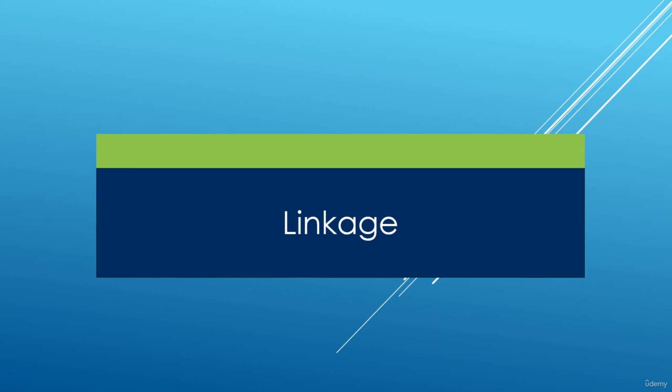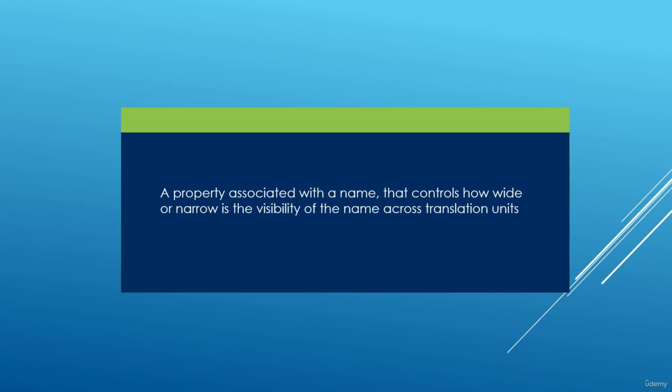In this lecture, we're going to learn about linkage. And linkage is a property associated with names in your C++ program. We're going to be exploring this in the context of variable names and function names. And this property is going to control how visible the name is across translation units.